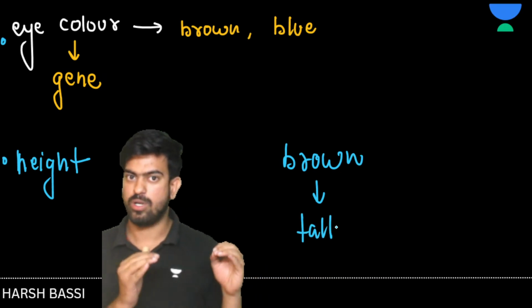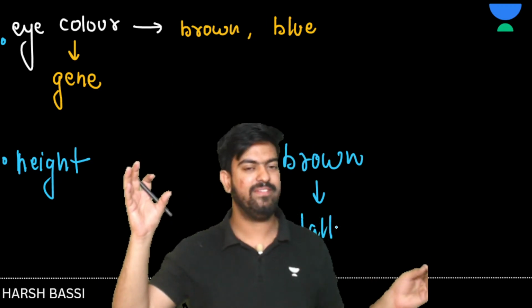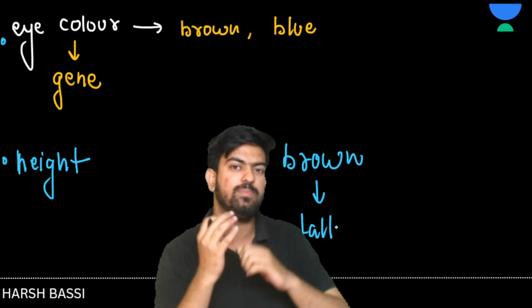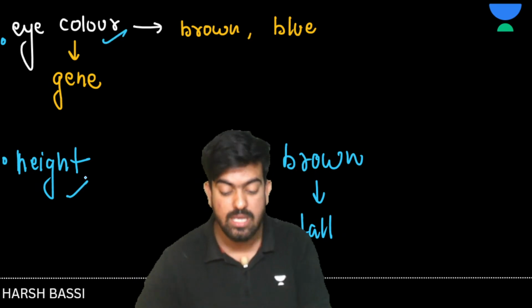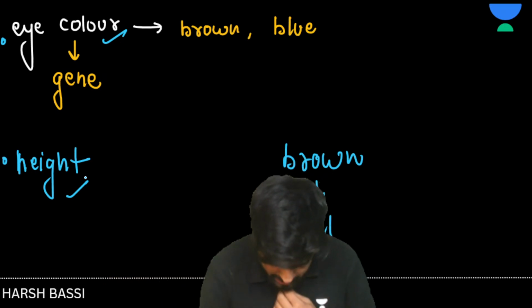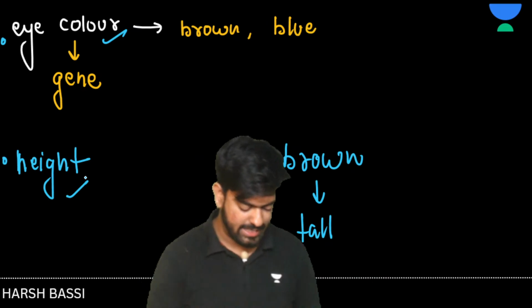So that means what? Here we are getting a confusion. The person who is brown is having tall height. That means these both genes are what? These both genes are linked. So these are two different genes, but they're controlling each other, and this type of condition is known as what? This type of condition is known as non-allelic interactions.